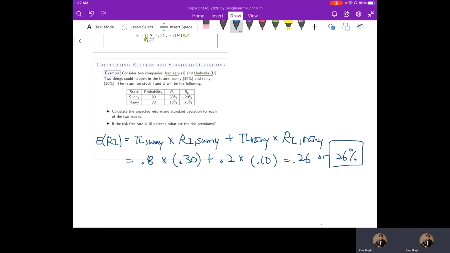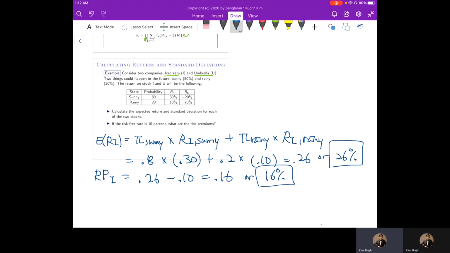How about the risk premium on the ice cream company? It is 26% minus the risk-free rate, which is given here as 10%. So the risk premium on the ice cream company is 0.16 or 16%. So that's the risk premium.